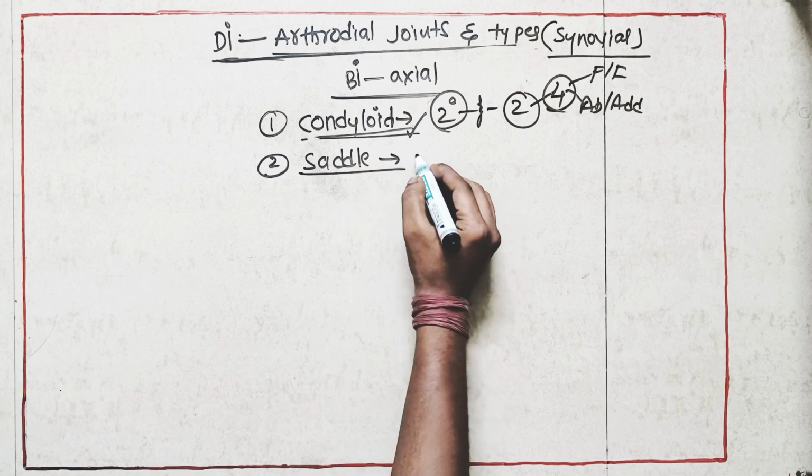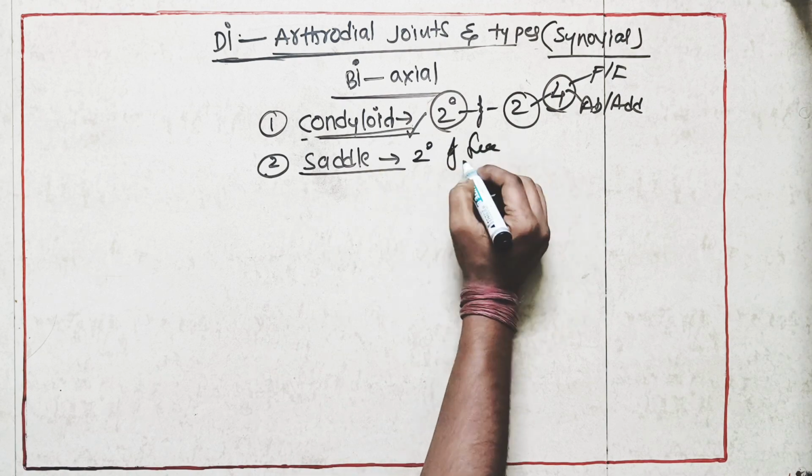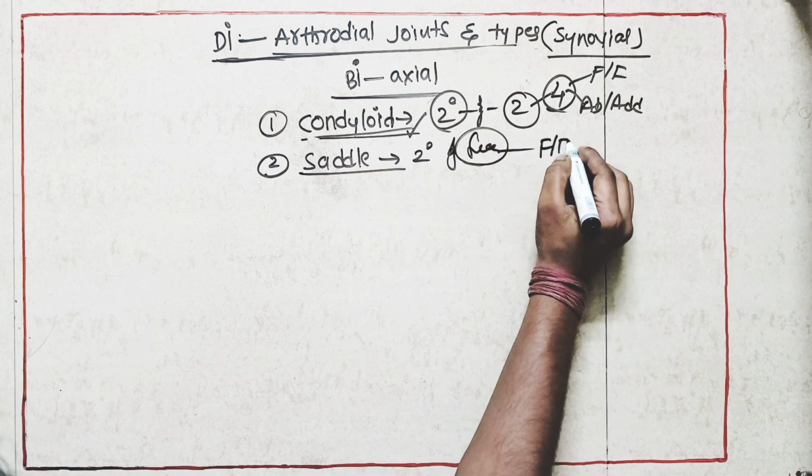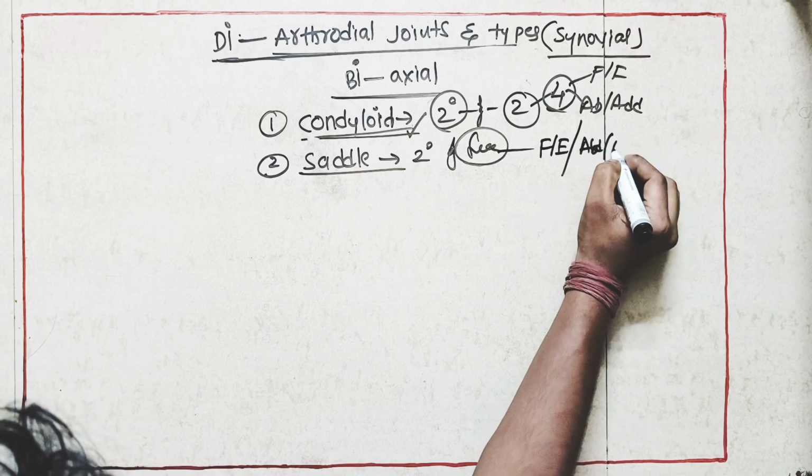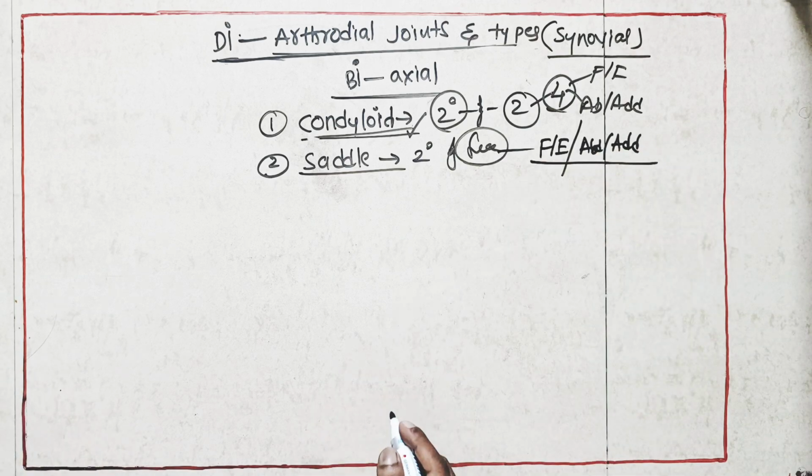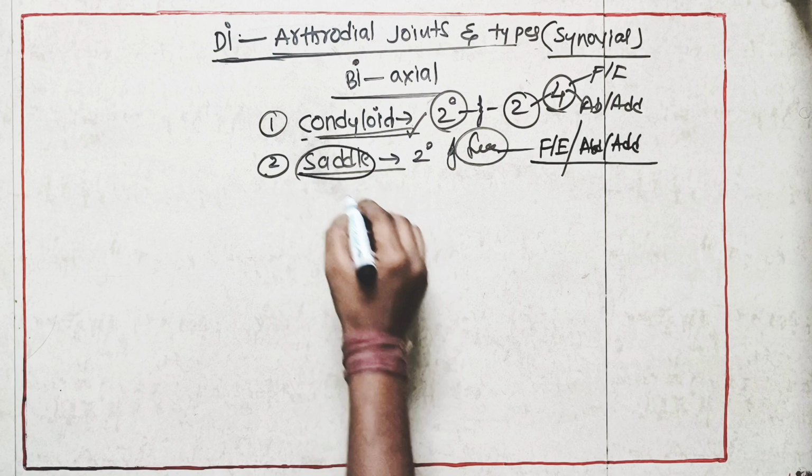In this saddle joint, here also 2 degrees of freedom. Here also we'll be having both flexion, extension, and abduction and adduction movements. We'll be having here flexion, extension, abduction, and adduction. Example for this saddle joint.